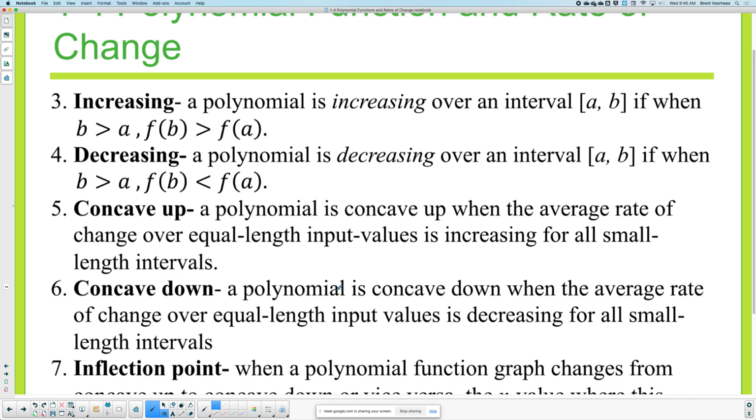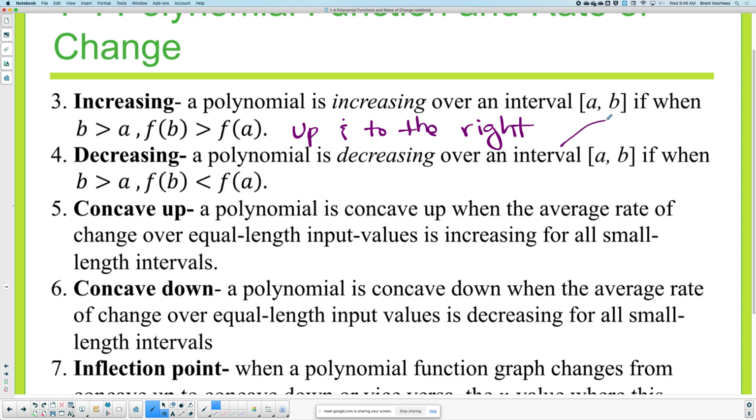Increasing means it's going up and to the right. That doesn't necessarily mean it's concave up, though. I'll give you an example.